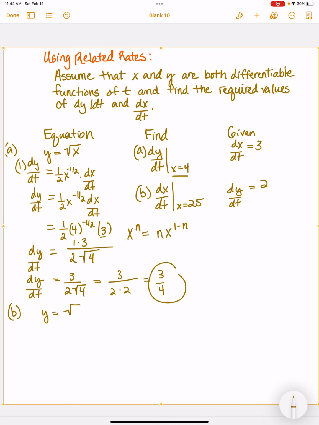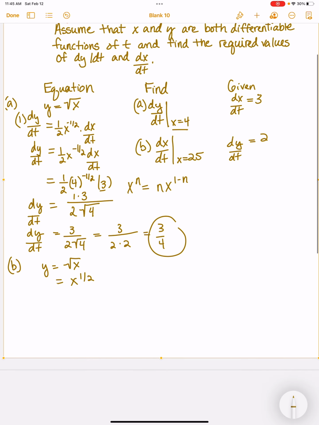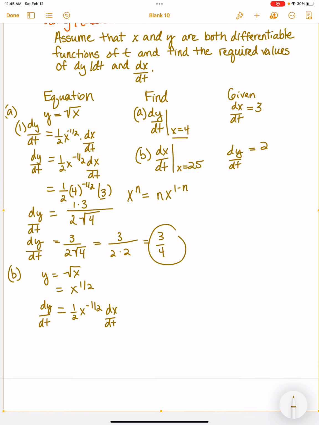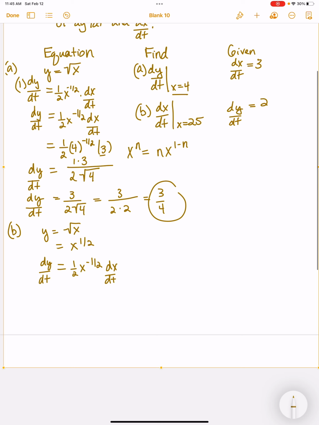the derivative of y equals the square root of x is always going to be the derivative of y equals square root of x. So we have the derivative of y, which we already said was the derivative of y with respect to time. And then we have the square root of x, which is 1/2 x to the minus 1/2 times the derivative of x with respect to time. Now, we need to isolate the variable that we're looking for, which is dx/dt.